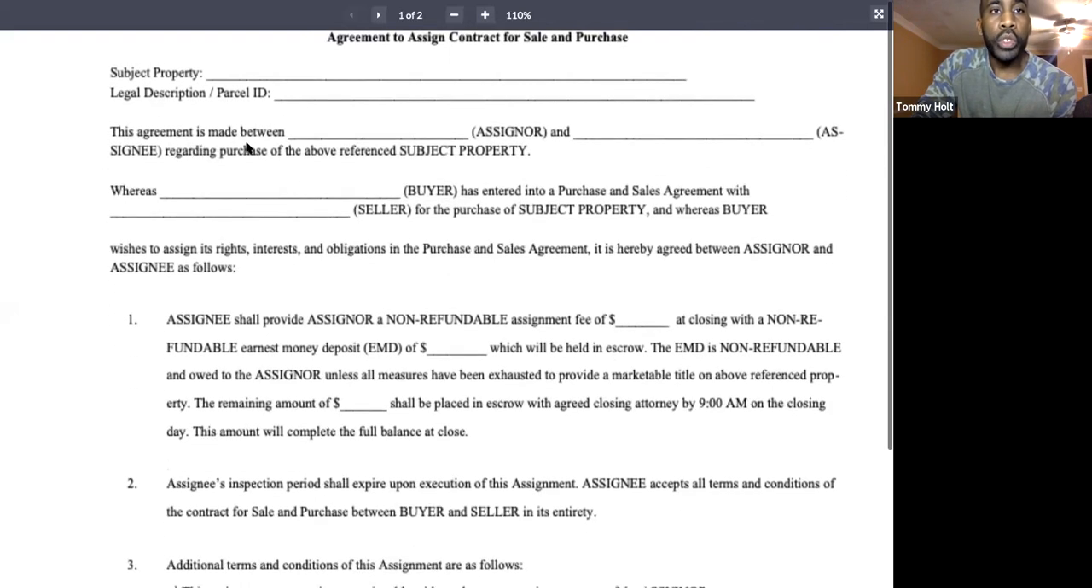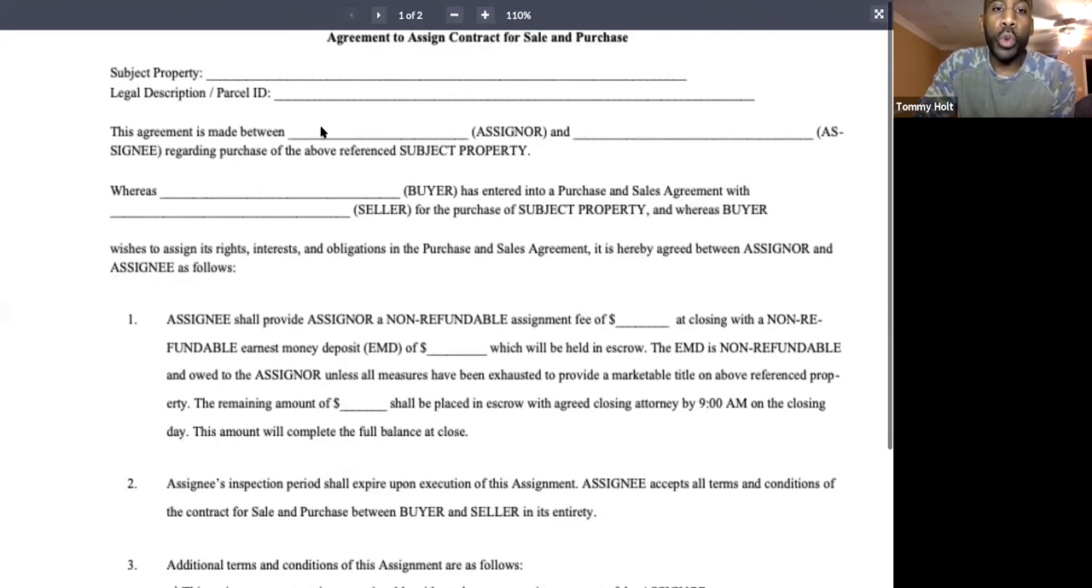This agreement is made between the assignor and the assignee. The assignor, you are the assignor. You are the person who is the grantor. You're the giver, even though you don't spell it that way, all right? You're giving this person the right to purchase this contract. So do not mix that up. It's the other way around. If you put the wrong one, then you're screwed, all right?